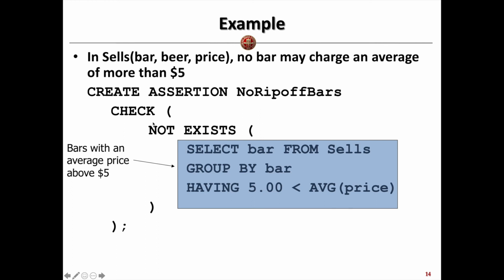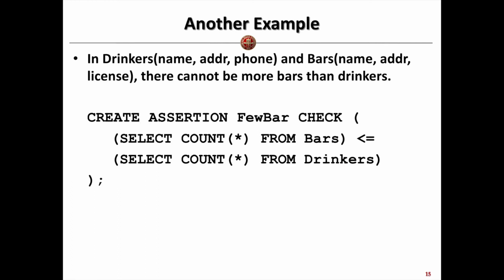And inside this check, we should not find these kinds of bars, right? Therefore, we have NOT EXISTS here. So these are the requirements. We need to ensure no bar may charge an average price of more than $5. This is for the assertion. We'll provide you with another example.